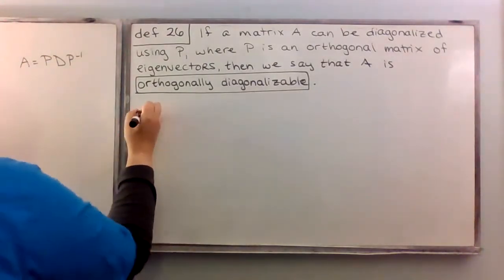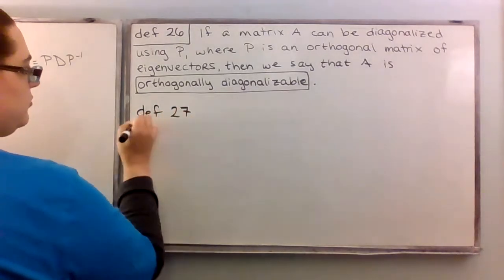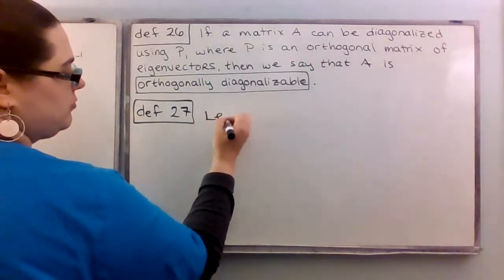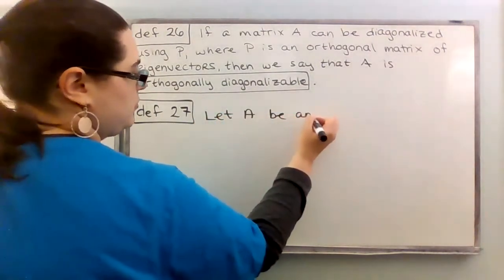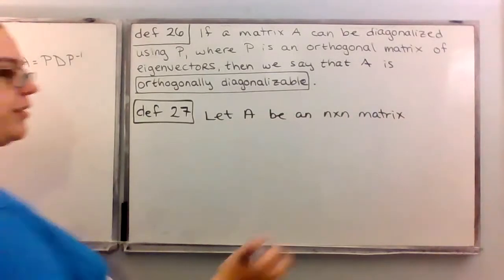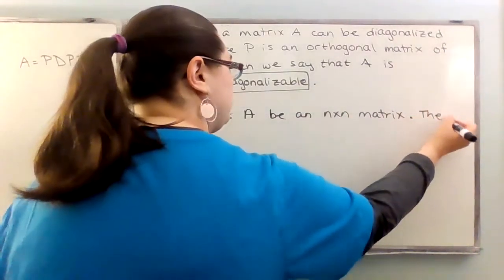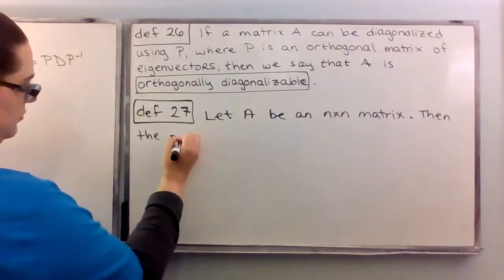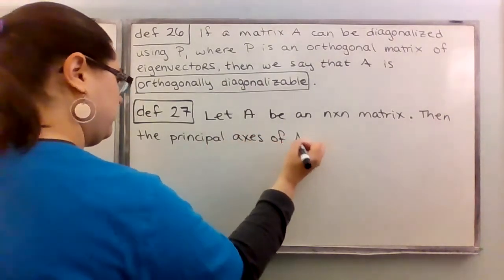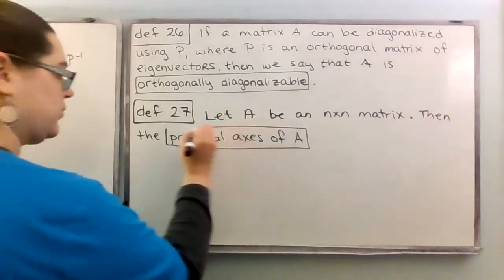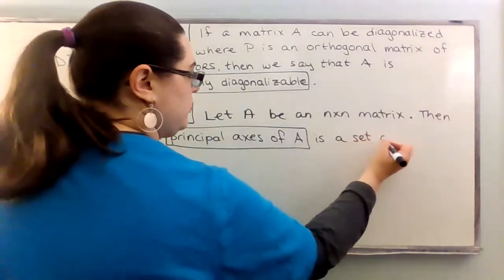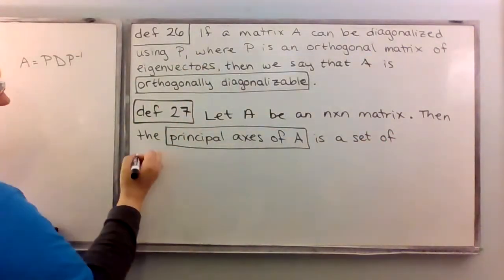We're going to call this definition 27. And here's what it says. We're going to let A be an n by n matrix. Then the principal axes of A, that's what we're defining here, is a set of orthonormal eigenvectors of A.